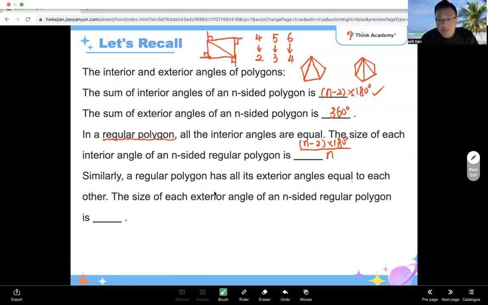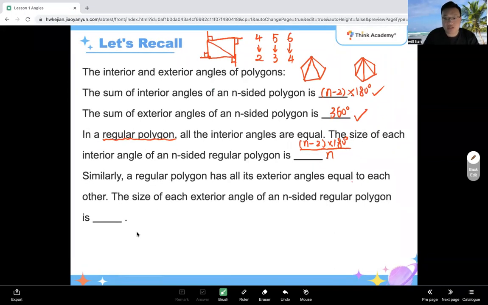So let's see this one. It's 90 degrees. And similarly, a regular polygon has all its exterior angles equal to each other. The size of each exterior angle of any n-side regular polygon is: since we know that the sum of all the exterior angles is 360, to get each one, you just use 360 divided by n. That's one of the exterior angles. Okay.